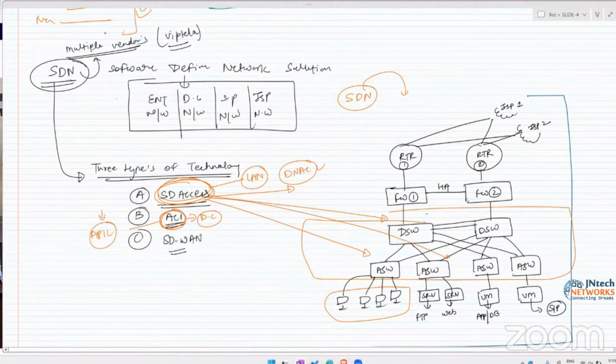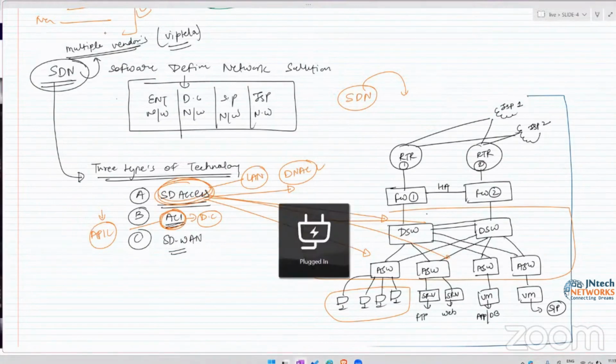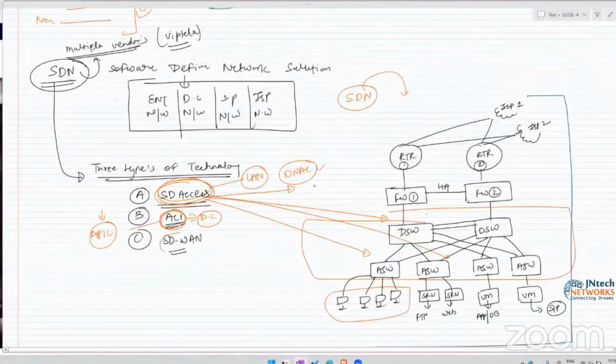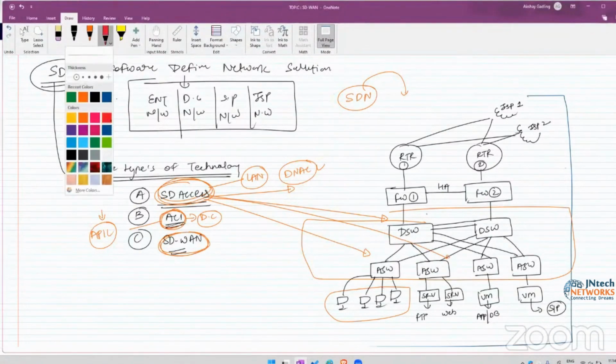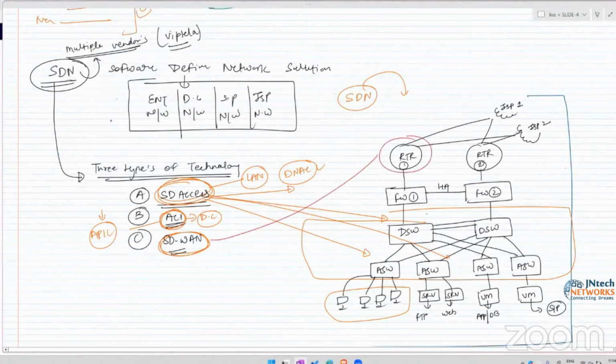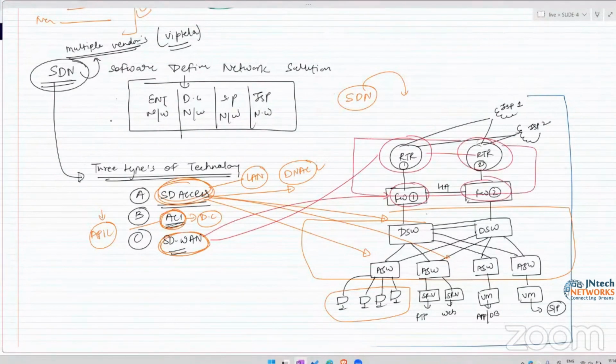Now, one more type of technology is available. Which one is the third type of technology? This technology is called SD-WAN. Why do we use SD-WAN? Basically, SD-WAN will handle your WAN network. WAN network means we can manage your WAN devices. This device also we can manage, this one, this one. So this part is managed by SD-WAN. So we will discuss only the SD-WAN concept.